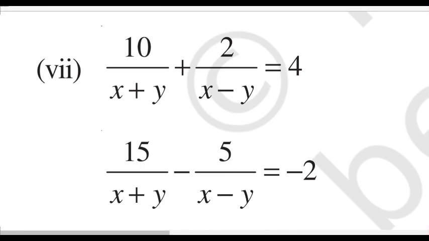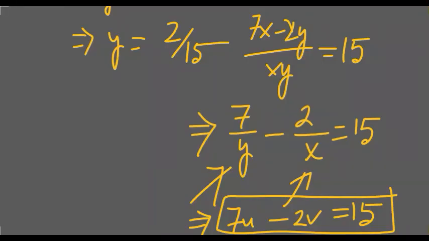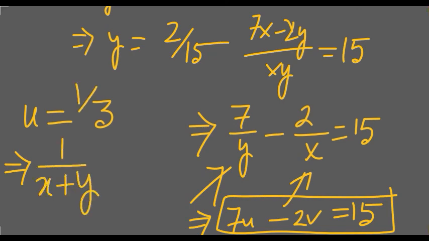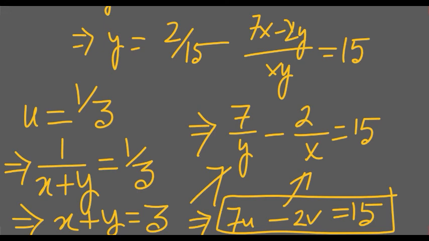But after you get the value of u and v, for example, you got the value of u to be 1 by 3. So what was u? u was 1 by x plus y, and that is equal to 1 by 3. So what will x plus y be equal to? That will be equal to 3.